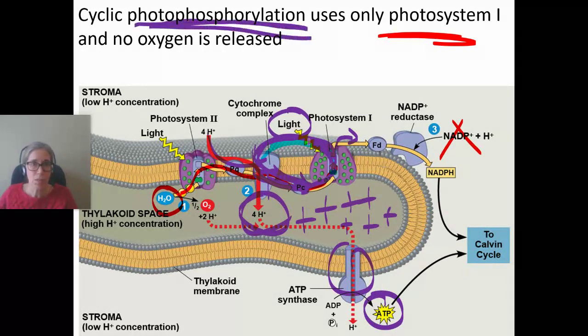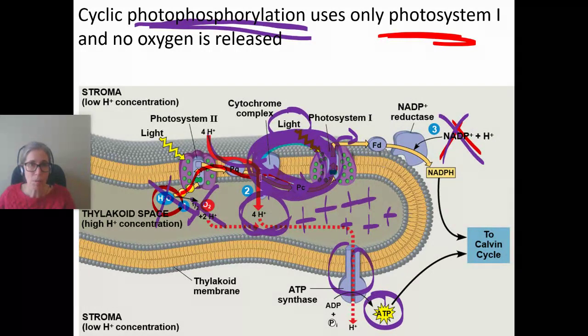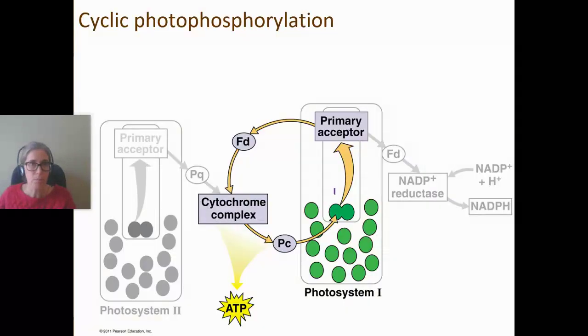You're still making ATP, but the electrons go in a circle here, so you don't need new electrons. If you don't need new electrons, you're not breaking down water and you're not releasing oxygen anymore, and you're not making NADP+. You're just passing them back around and around, which still makes more of a proton gradient, which still makes more ATP.